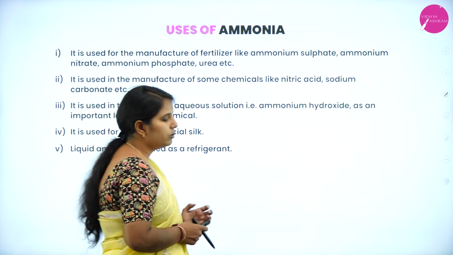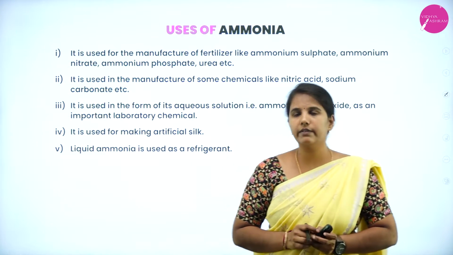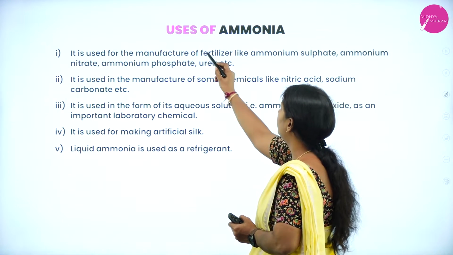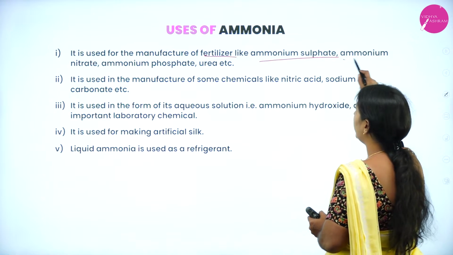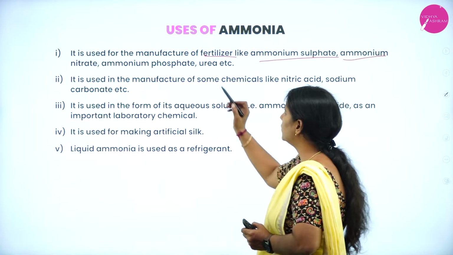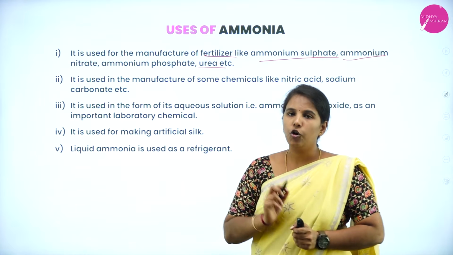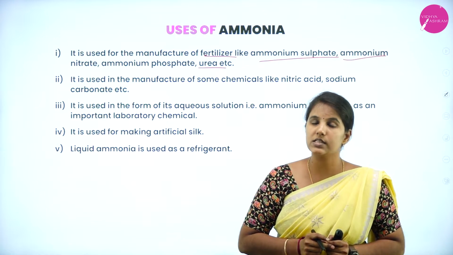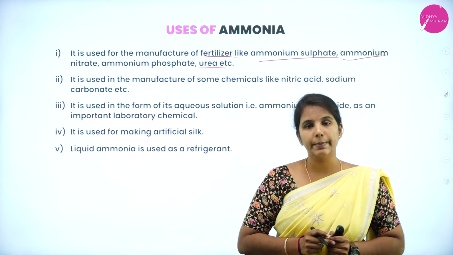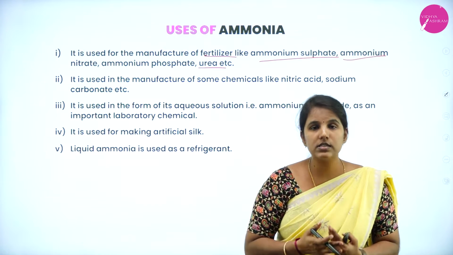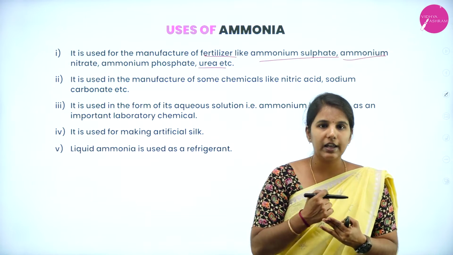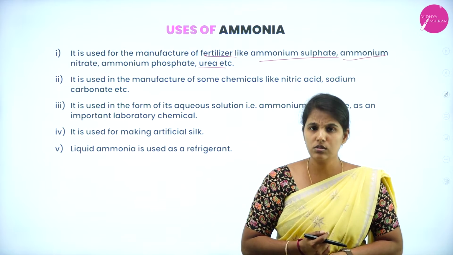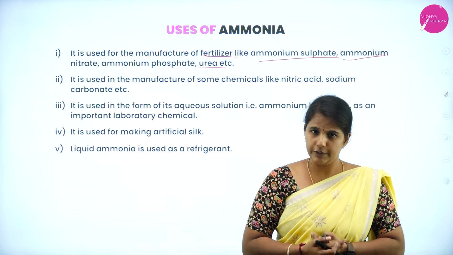Next, we have the uses of ammonia. Where exactly are we using ammonia? We'll understand now. It is used for the manufacturing of fertilizers like ammonium sulfate, ammonium nitrate and ammonium phosphate, even urea. Hope you know that nowadays most farmers use fertilizers, especially those that contain nitrogen, because we know that nitrogen, even though it is abundant in nature, cannot be directly utilized by plants. That is why it is artificially supplied to the roots of the plant in the form of fertilizers.